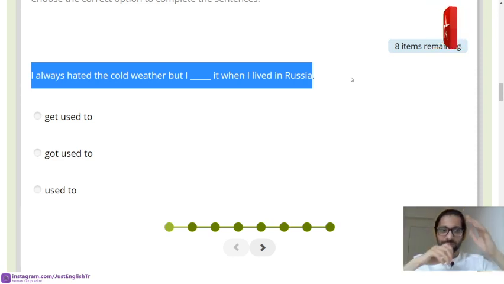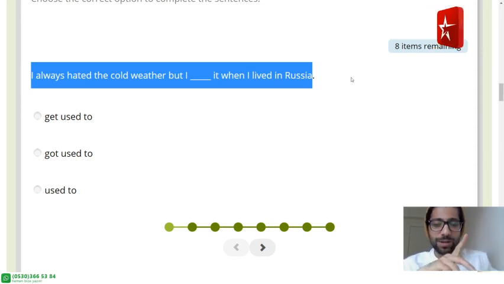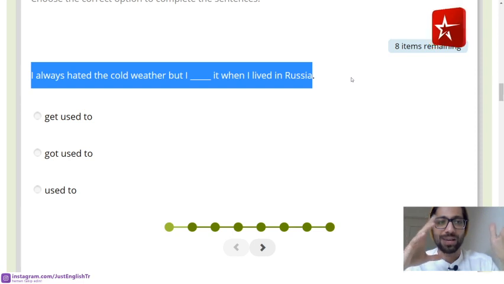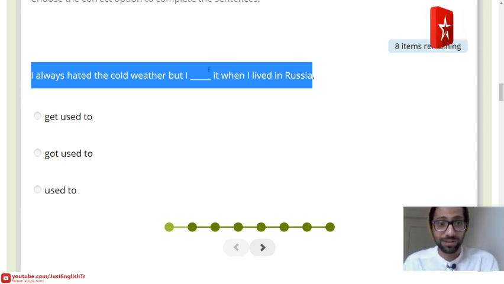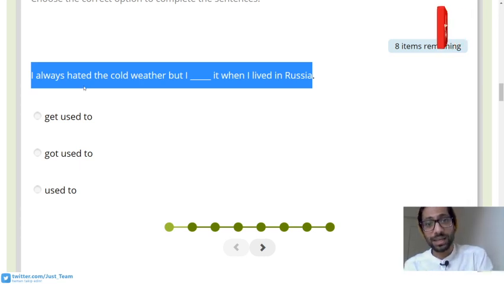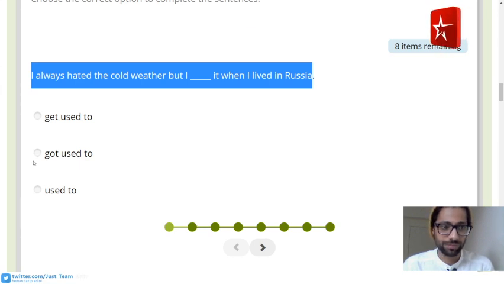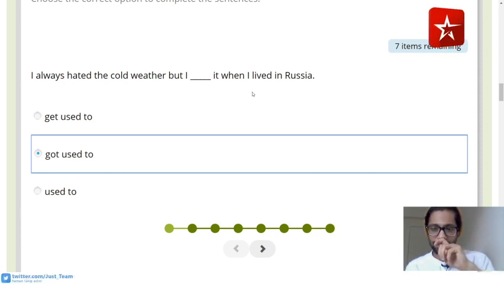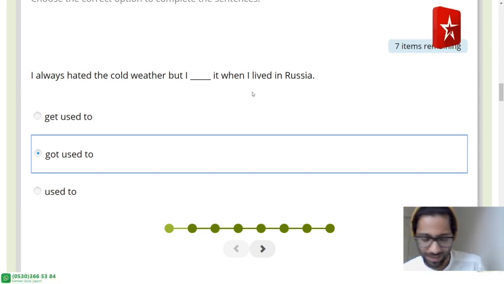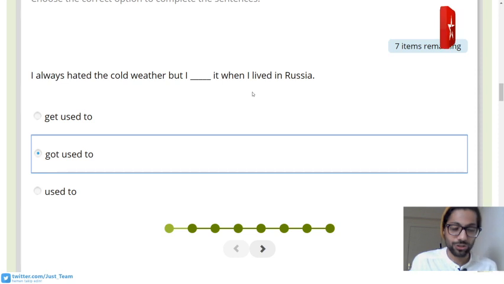Come on, which one? Guys, try to understand the sentence, okay? I always hated the cold weather, but blank it when I lived in Russia. Which means here we are talking about something that we are no longer used to. Something we did in the past, but we are no longer used to. Which means something changed. Got used to. Okay? First one, I will write your answers, but I believe used to. I believe the third one, as Mr. Mehmet and Mr. Shafiqat said. Yes. So I will write here used to. We can check later. Thank you.